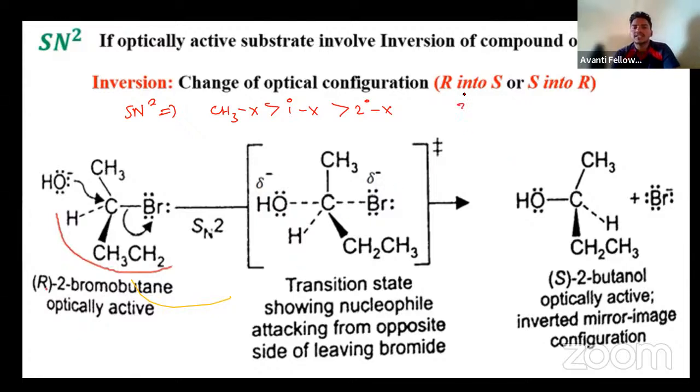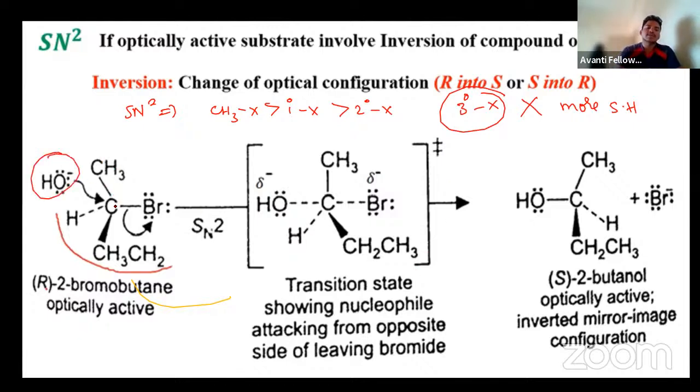Why not tertiary halide? Tertiary halide will not undergo SN2 because of more steric hindrance. Now, you already know that the attack of the nucleophile depends upon steric hindrance and upon the nucleophile, what type of nucleophile, whether it can replace the leaving group or not. So here this is acting as a leaving group. So is this leaving group going or not.